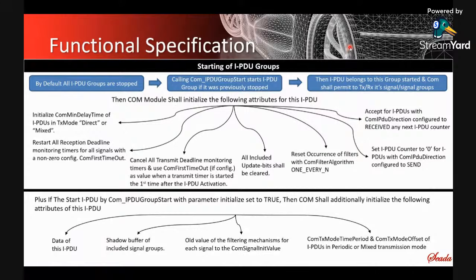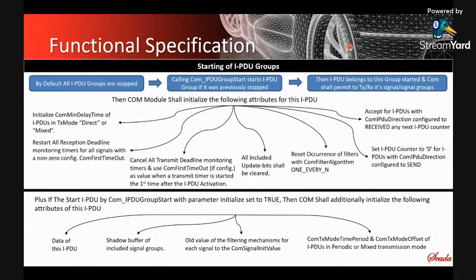What's going to happen when we start the IBDU groups, when we stop the IBDU groups themselves? Starting the IBDU group, by default, before this step, all the IBDUs were stopped. And when we call IBDU group start, all of the group will be started. Then what's going to happen? The COM shall initialize the following attributes for each IBDU in this IBDU group. First of all, initialize the COM minimum delay time.